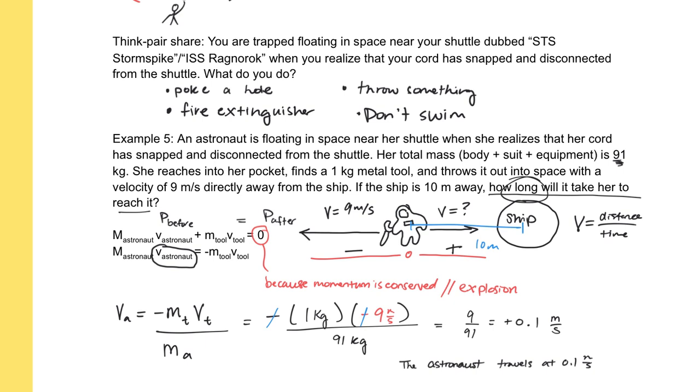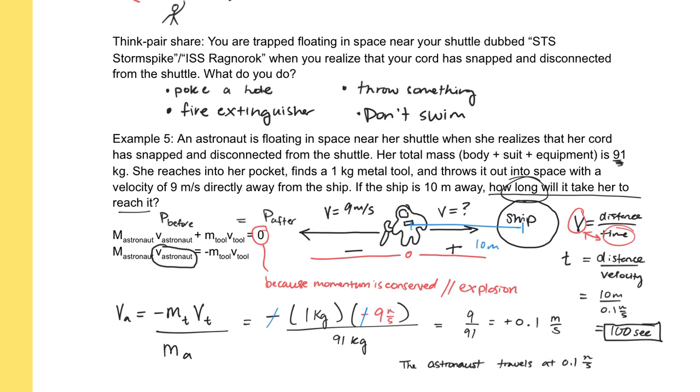Oh, wait, what was I doing? Oh, okay. So whenever we change it up, we can just switch these places. So we have velocity and time switching places. So then that means time is going to be equal to distance over velocity. So we're solving for time. So we have 10 meters over 0.1 meters per second. And then our time will be 100 seconds. Okay?